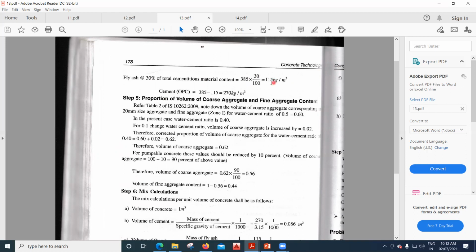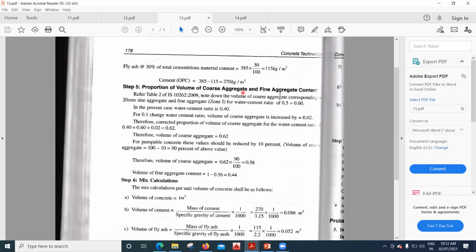Therefore, 115 kg per cubic meter is my fly ash. So cement will be the total content, that is 385 minus fly ash, which will give you the total cement content. So this 385 is the cementitious content. Out of that, if I deduct the fly ash content, this 270 that is left out is my cement content. Altogether it is cementitious. Next is step 5, proportion of volume of coarse aggregate and fine aggregate.